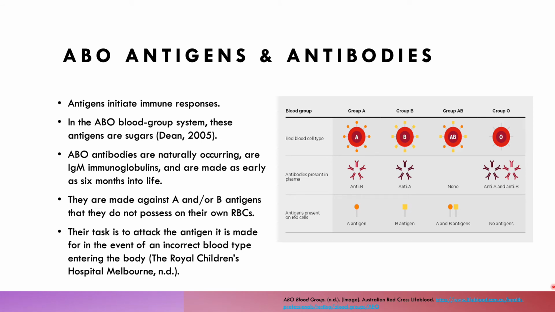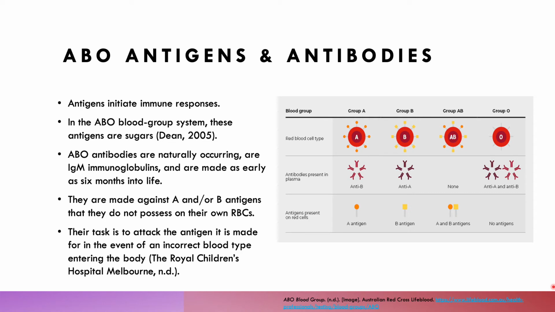ABO antigens and antibodies. So antigens initiate immune responses. In the ABO blood group system, these antigens are considered to be sugars. Now, the antibodies are naturally occurring. They are IgM immunoglobulins, and they are made as early as 6 months into life. They are made against A and or B antigens that they do not possess on their own red blood cells.